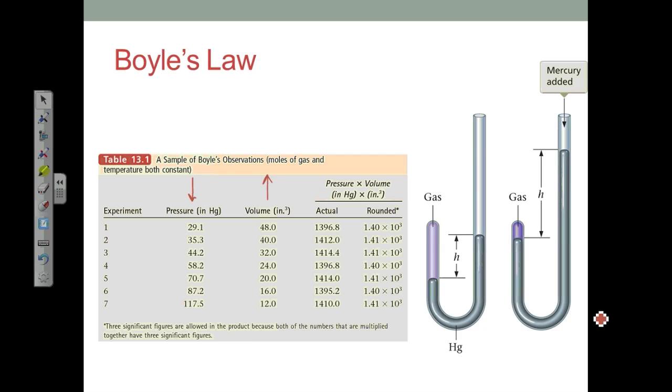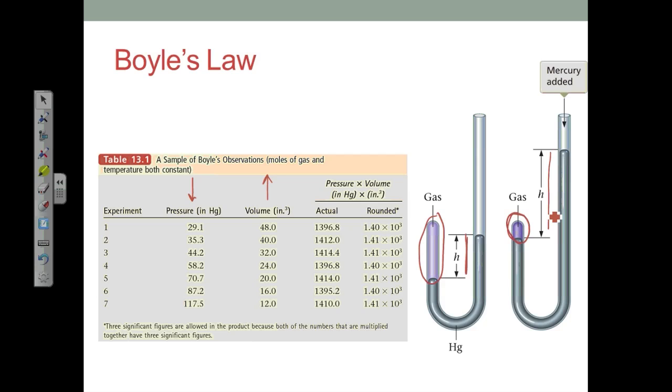So if we look at the picture here on the right, the H, our height, and then the volume of gas. Now we go to the right here, our volume of gas has decreased, but the height has gotten much larger.